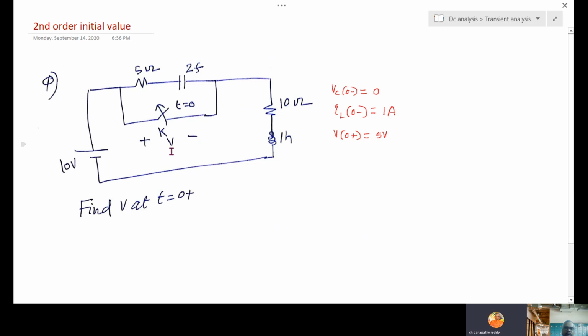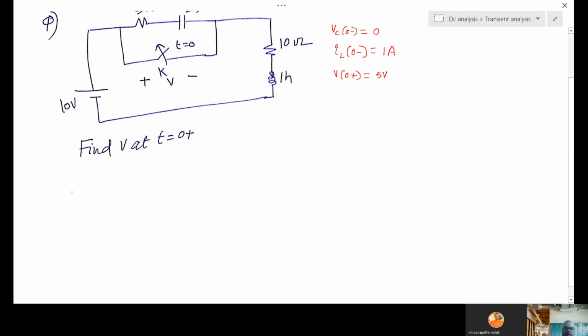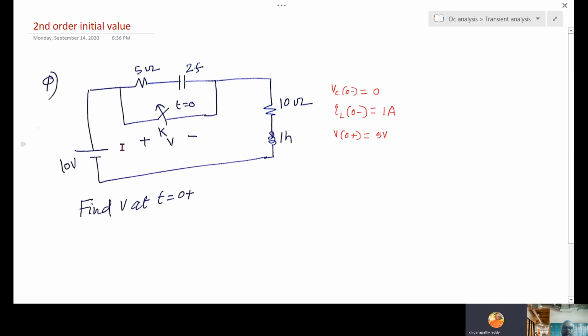So here, find V, this V. V is across the switch. V at 0 plus. So first understand the problem. Switch open at t equal to 0. Capacitor is there, inductor is there. It is asking V at 0 plus.